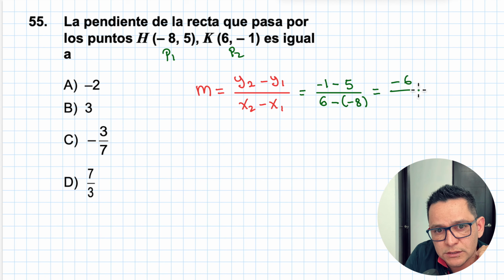Minus 1 minus 5 is minus 6. And in the denominator, we have 6 minus minus 8. Minus times minus is plus, so I would have 6 plus 8, which is 14. We simplify this fraction.